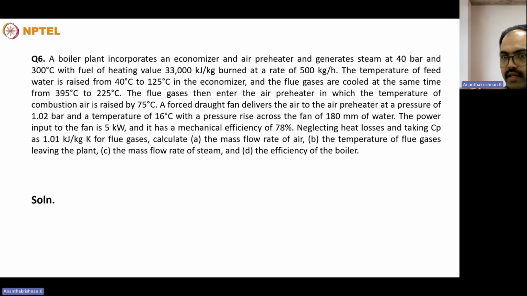Input to the fan is 5 kilowatt and it has a mechanical efficiency of 78%. So it will give the direct input power to the fan. Neglecting heat losses and taking Cp, we need to find the mass flow rate of the air, temperature of the flue gases leaving the plant, mass flow rate of the steam, and the efficiency of the boiler. If you consider this to be a boiler, there will be a water inlet and an air inlet, and boiling happens. Heat input will be there.